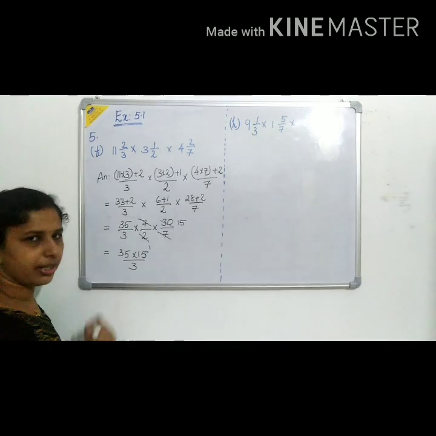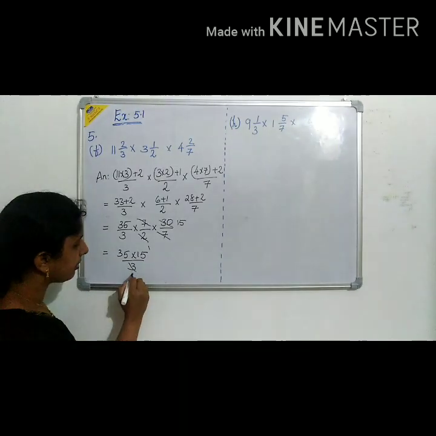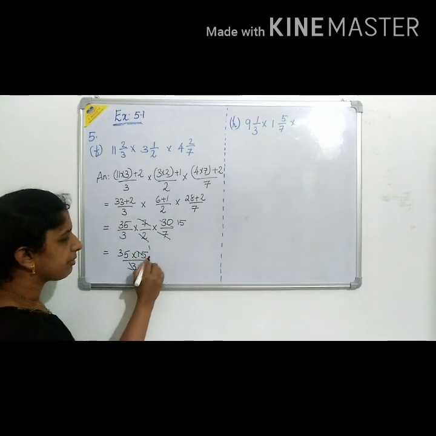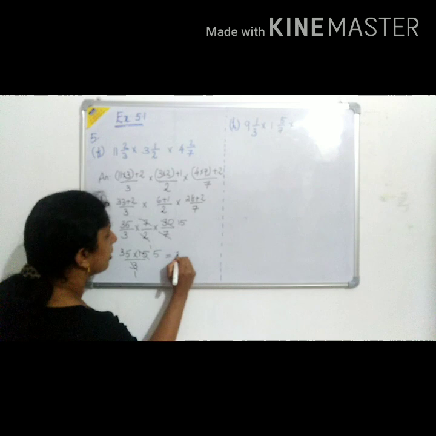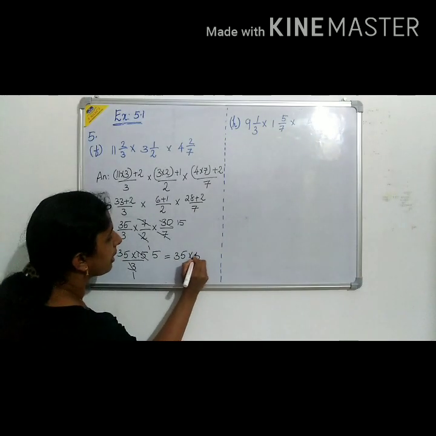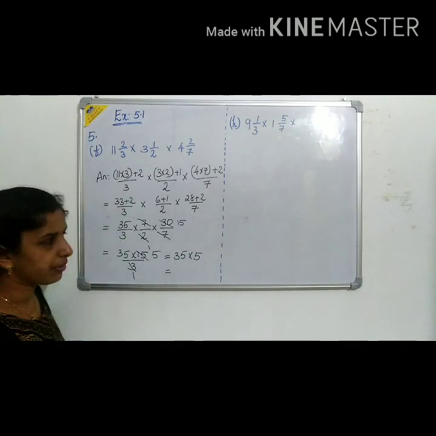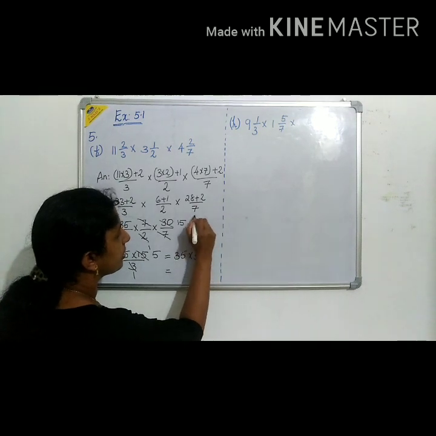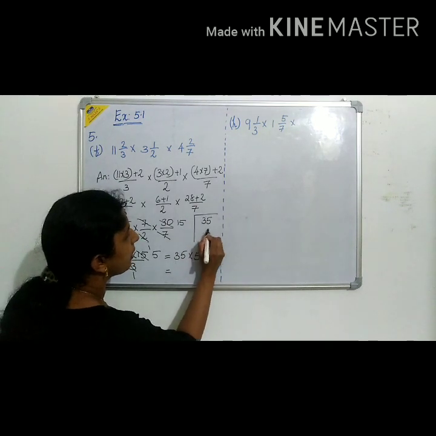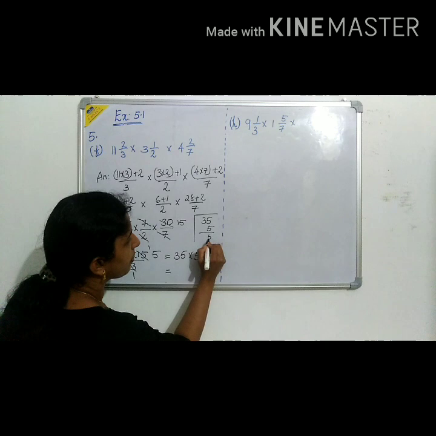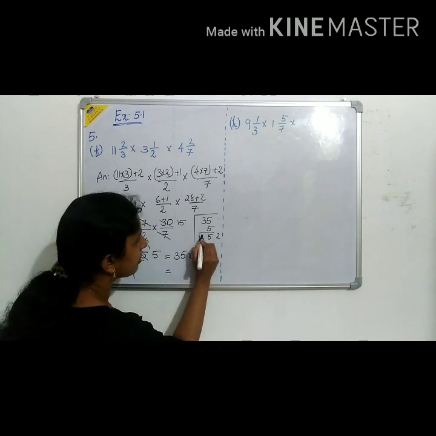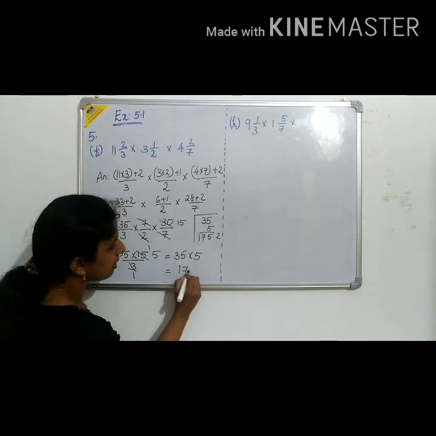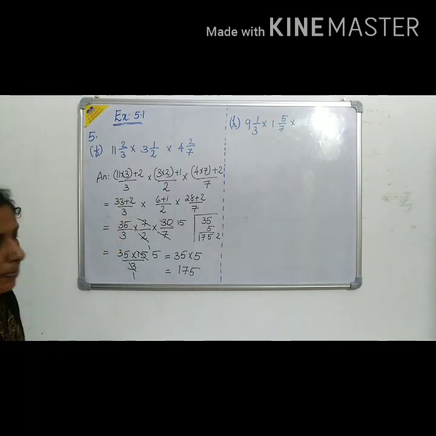Now 15 and 3 again you can cancel. 3 by 3 becomes 1 and 5 3s are 15. Now 35 into 5. Now what is 35 into 5? 5 5s are 25, 2. 5 3s are 15, 15 plus 2, 17. So the answer is 175.